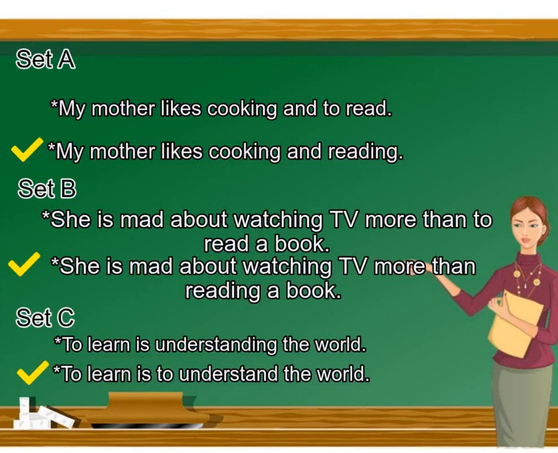Now, parallelism is used with elements joined by a linking verb or a form of be. For example, I have here two sentences again. To learn is understanding the world. The second sentence is, to learn is to understand the world. Now, which do you think is grammatically correct?